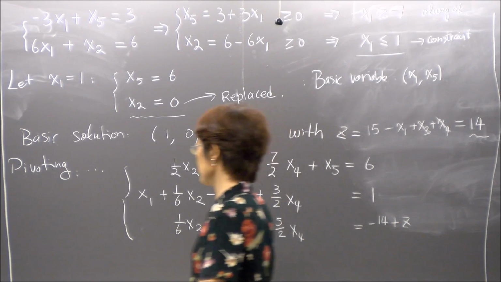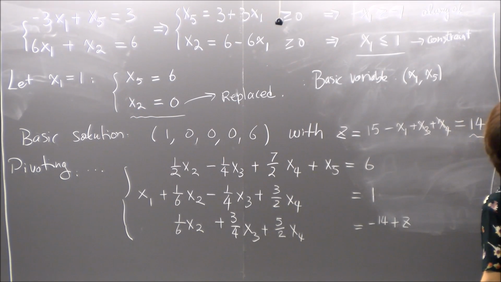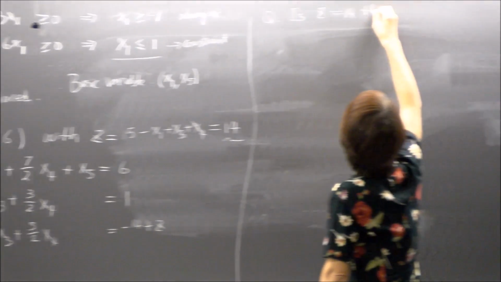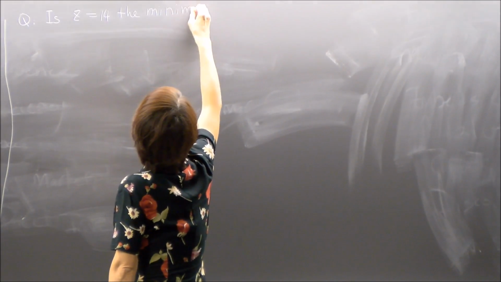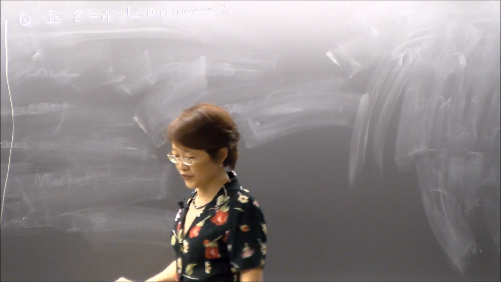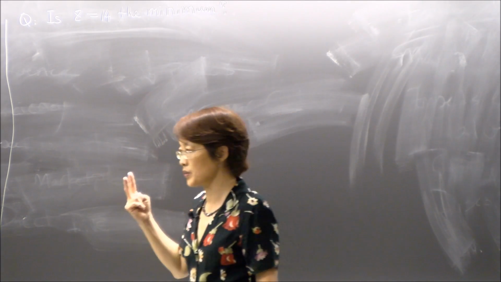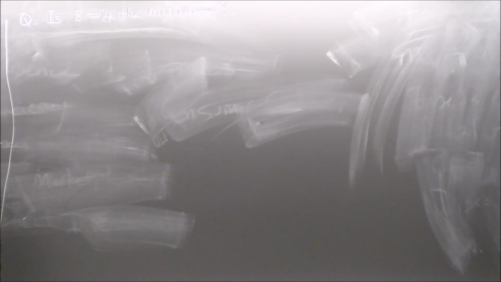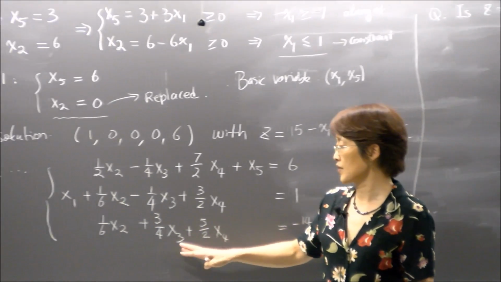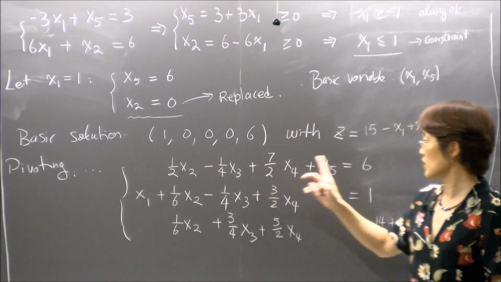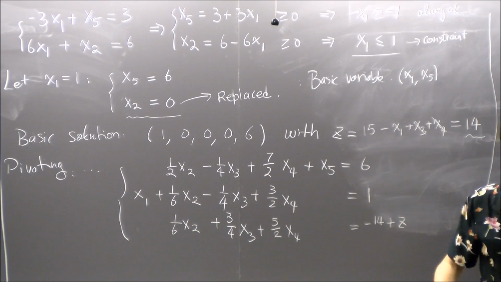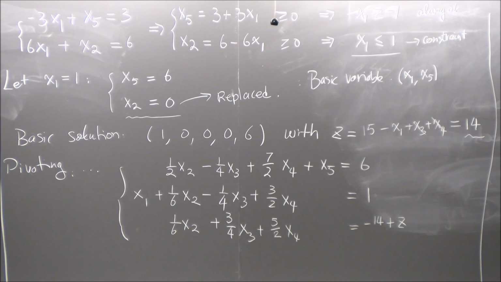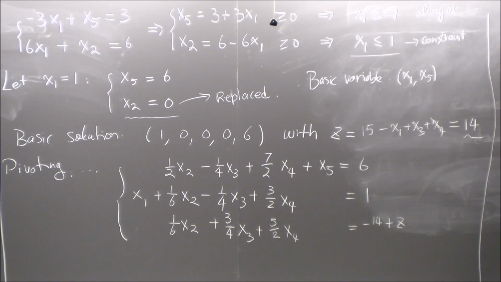So here's the question. Let me put it on the top. Is this z equals to 14 the minimum? Or can it be further? Or could I switch? So the question would be, could I switch and choose one of the non-basic variables and make it a basic one, switch with x1 or x5 so that the z will be even smaller at the basic solution, right? That's a long formulation of the same question. So what do you think? Shall we try to answer that?